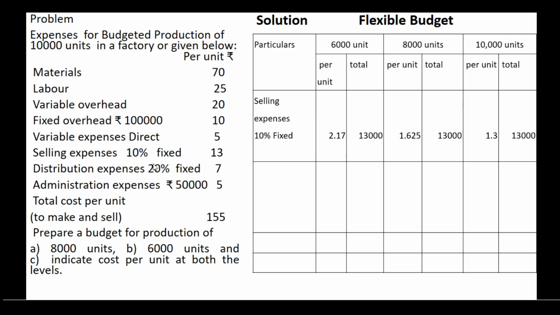And the next, the selling price, the remaining 10% here is fixed. The remaining 90% is variable. That means 13 into 90 divided by 100.